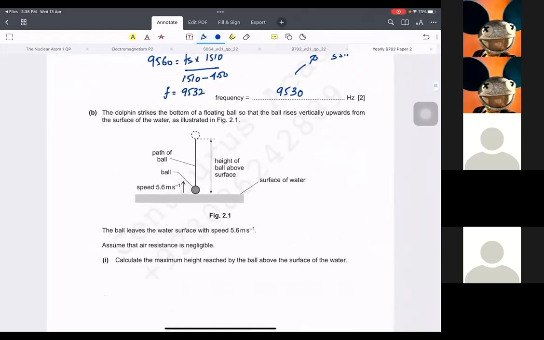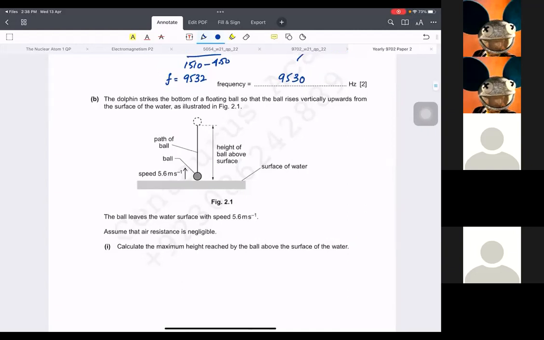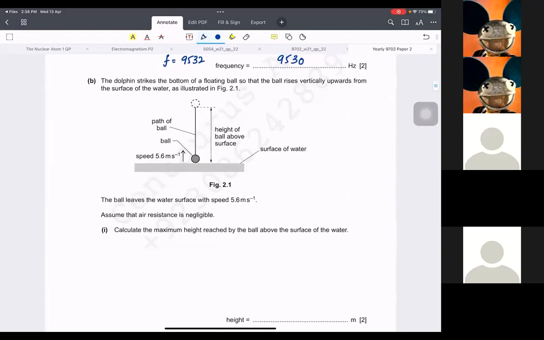Now it says the dolphin strikes the bottom of a ball so that the ball rises vertically upward to the surface, right? So the initial speed is given. Let's take this as positive. Then the acceleration due to gravity would be negative. Calculate the max height.